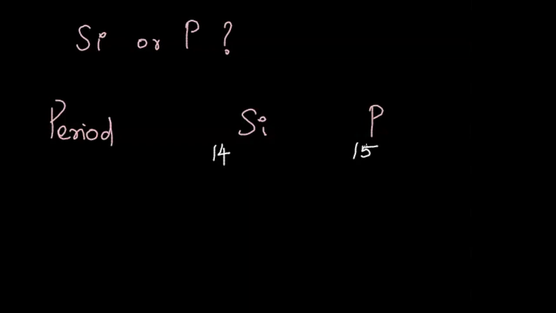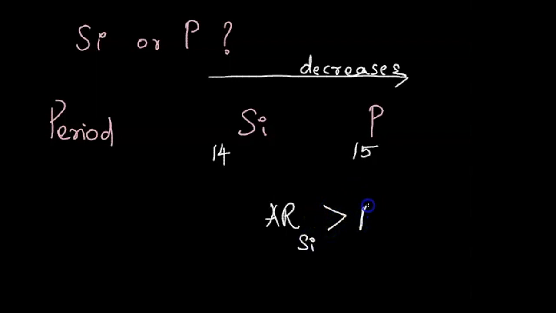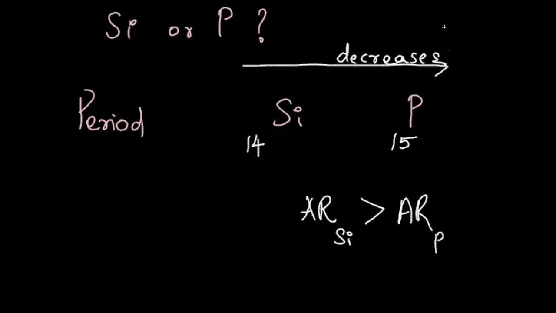We know that as we move from left to right across a period, the atomic radius decreases. So we should expect that silicon should be bigger than phosphorus, because we know that the number of shells that these atoms have are the same, but the effective nuclear charge increases as you move across the period. So that brings us to the conclusion that atomic radius of silicon should be greater than that of phosphorus.